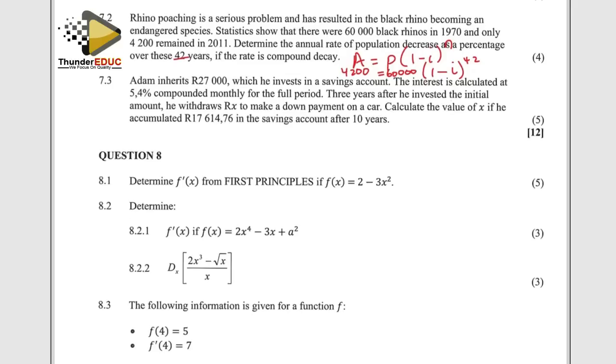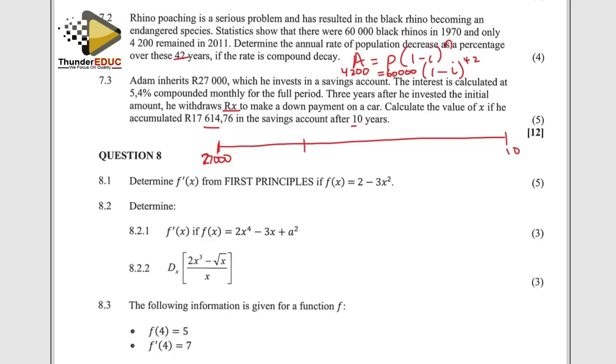Then 7.3, talking about Adam, who inherits 27,000, which he invests into a savings account. Then the interest is calculated at 5.4% compounded monthly for the full period. 3 years after he invested the initial amount, this guy withdraws some money to make a down payment on a car. Get the value of x if the accumulated value after 10 years is that. So this is more like a timeline. Initially you have 27,000, which is going to grow, we can say for 10 years.